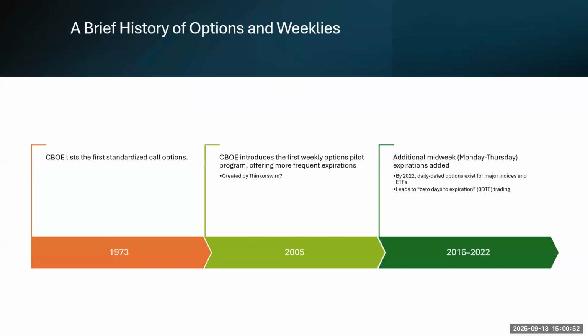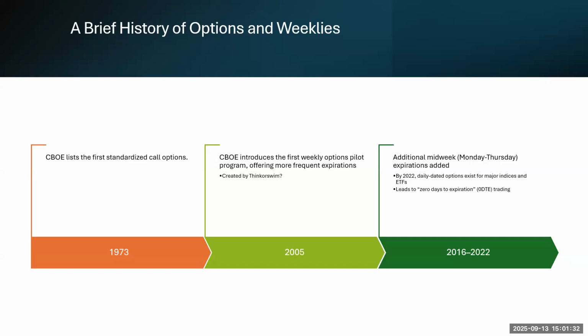So, taking you through a little bit of a history of options, in 1973, CBOE lists the first standardized call options. I'm sure most of you haven't been around that long. And in 2005, I guess I was a little bit late in terms of what I thought. So 2005, CBOE introduces the first weekly options pilot program. And quite honestly, it was only available on the major indices, the SPX, the NDX, the RUT, and maybe the SPY. And it wasn't really well received.